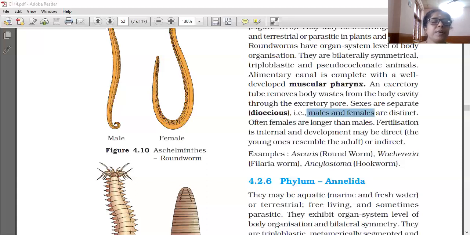Platyhelminthes excrete by flame cells. This is the diagram of a flame cell. Flame cell is also called protonephridia. Protonephridia means the structure before the nephridia. Platyhelminthes have hooks and suckers. Hooks and suckers are present here. Some absorb nutrients from the host through their body surface.